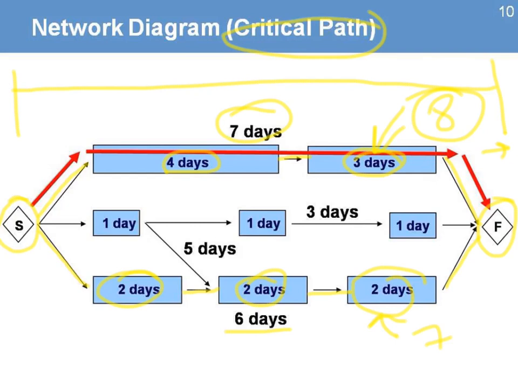Only those activities in the critical path, if they are delayed, will have an impact on the final date of my project. And that means that as a project manager, that will be the area that I need to focus on. Once I identify my critical path, then I can make sure that those activities are not going to take longer than what was planned.